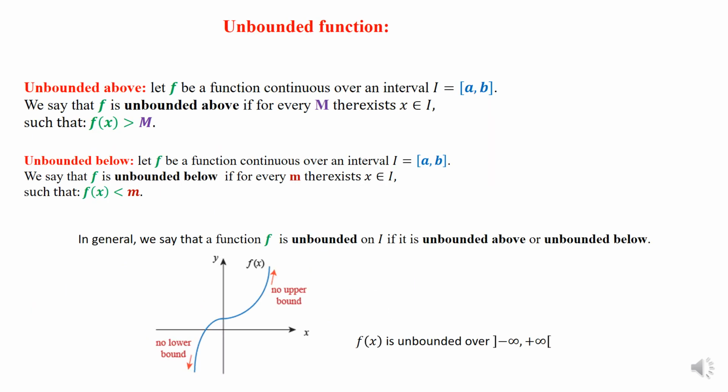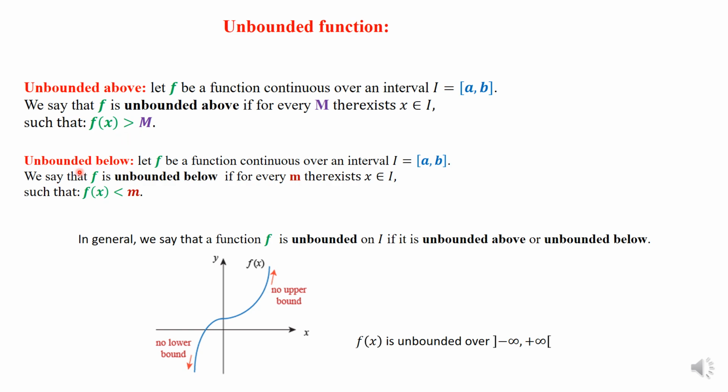An unbounded function is the reverse of a bounded function. We say that a function is unbounded above, where the function is continuous over an interval I, if for every M, there exists x in I such that f of x is greater than M, so it has no upper bound.